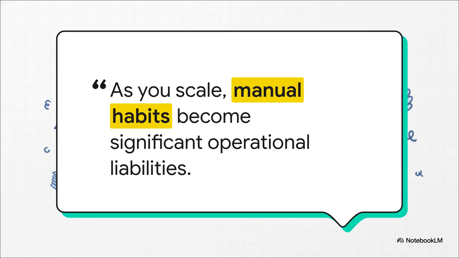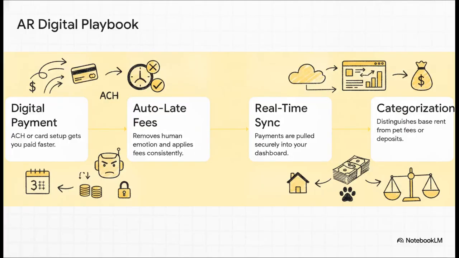As you scale, simple manual habits become significant operational liabilities. What works perfectly for 1 or 2 units completely breaks down when you cross the threshold of 10 or 20. At that point, the administrative overhead of reconciling fragmented payments just becomes overwhelming. Automation goes from being a luxury to an absolute necessity. So, what does this look like?